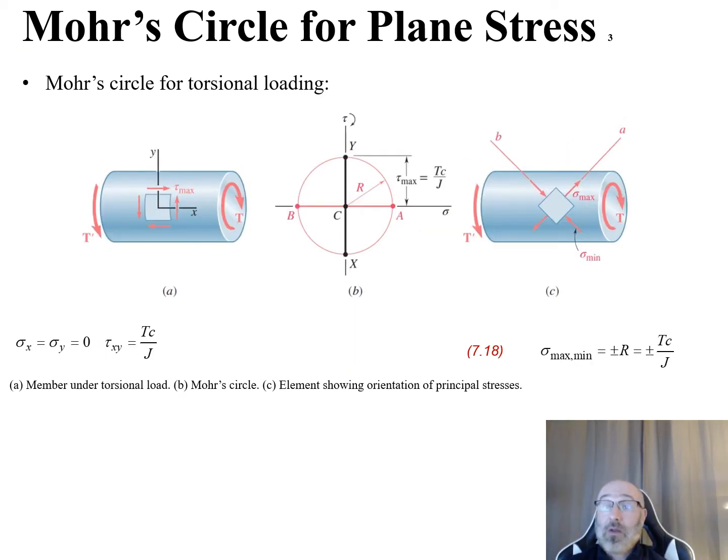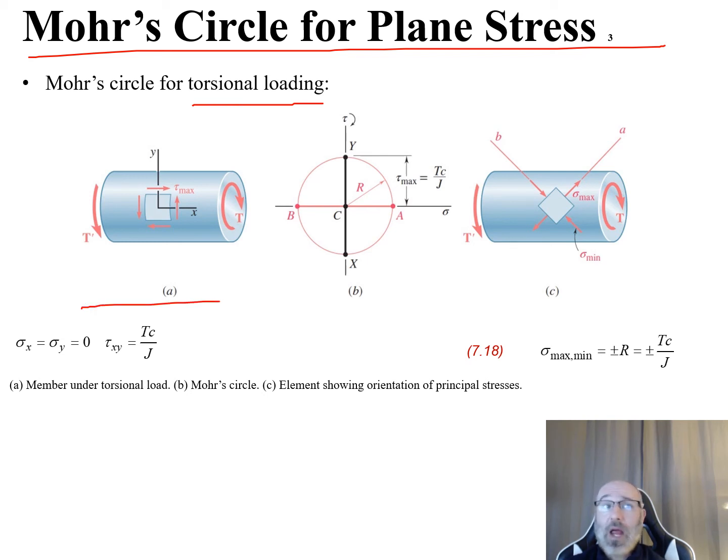So now continuing on to the discussion of Mohr's circle for plane stress, let's look at what Mohr's circle would be for a torsional loading. We can see down here in our diagram in part A, we have a member under torsional loading. There's our torsional loading, our T and our T prime. We see our standard coordinate system, x positive to the right, y positive up. Now we can see our tau max on that element in the center. So for this, we can now draw out our Mohr's circle.